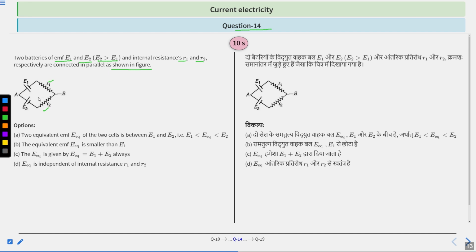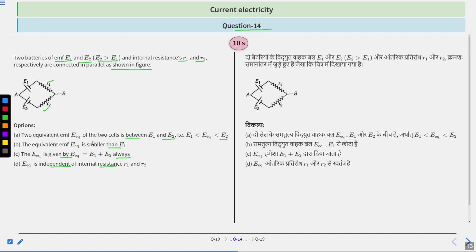Given options: option A is the equivalent EMF, E equivalent of the two cells, is between E1 and E2, that is, E1 is less than E equivalent, which is less than E2. Option B is the equivalent EMF, E equivalent is smaller than E1. Option C, E equivalent is equal to E1 plus E2 always. And option D, E equivalent is independent of internal resistances R1 and R2.